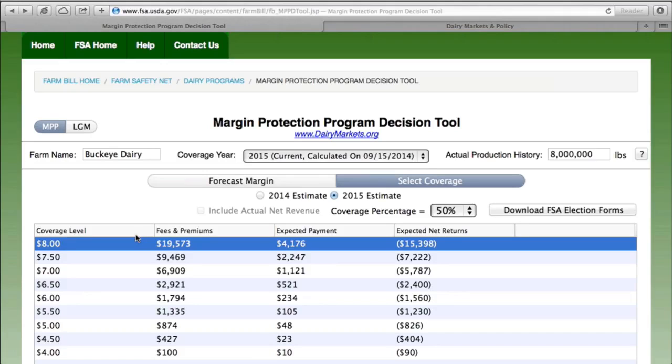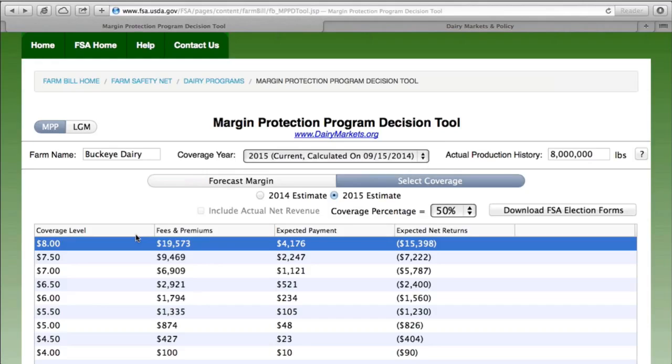How does the feed ration for MPP compare to LGM? And this will be our last question. The feed ration for MPP is in the Farm Bill. It's fixed. Those parameters don't change. Similar to the feed components used in the MILC program, those parameters did not change as well.